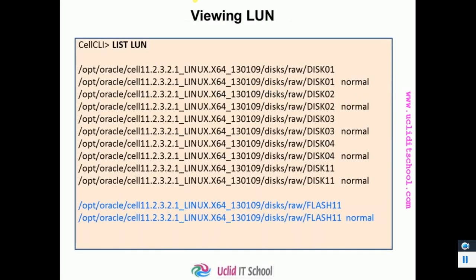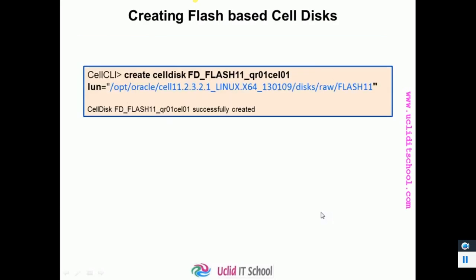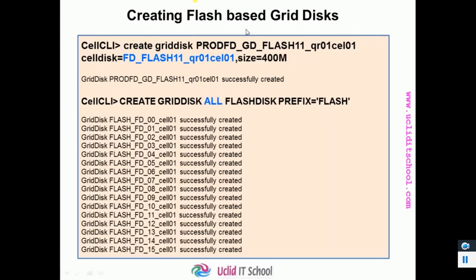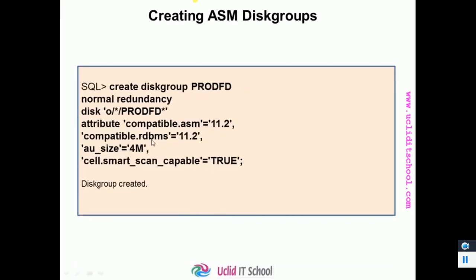Then once you create a flash disk, you should be able to see the LUN corresponding to that flash disk. Once the LUN is visible, you can create cell disk on that flash disk. Then once the cell disk is created, you can create grid disk. Then once the grid disk is created, you can create ASM disk group utilizing all these grid disks. So the procedure is similar whether you are adding a hard disk or flash disk.